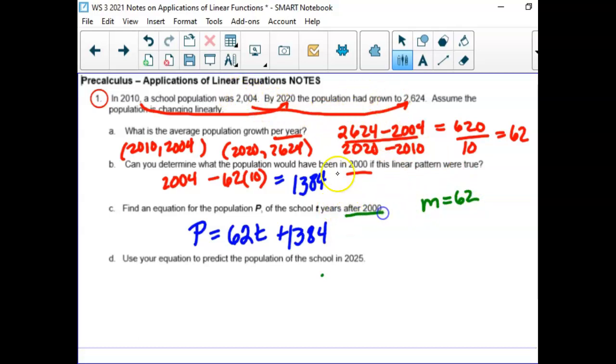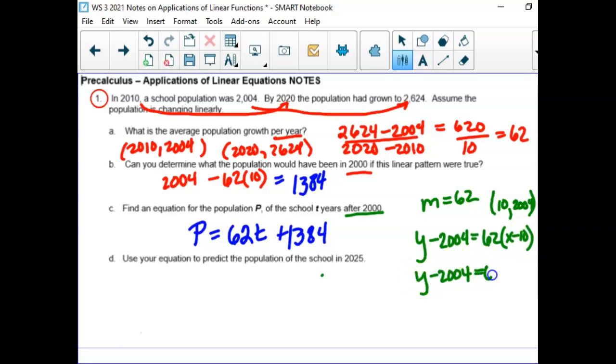And then I would have just done, like if it's going to say years after 2000, I would have called this ordered pair 10 years after 2000. The population was 2004. So then I would have used the point slope form. We're going to practice this some more in a minute. So 62x minus 620. And then I would have added this 2004 over the other side, and it would have become 1384? Okay, so we could have used point slope to find this equation as well.